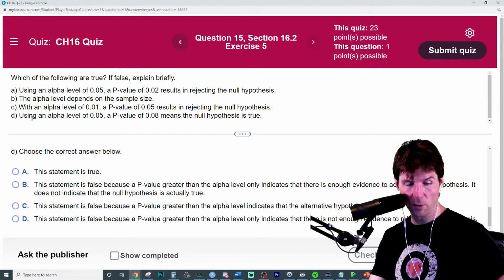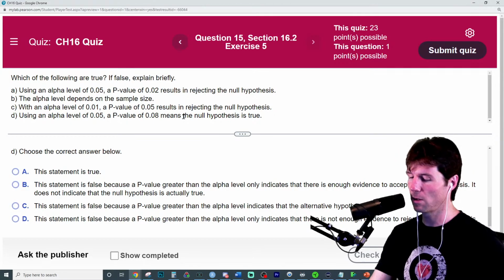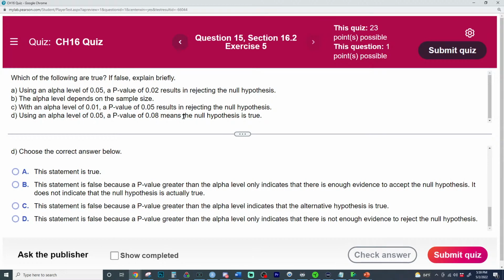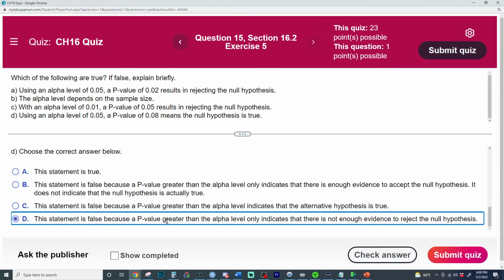The last one right here: we're using an alpha of 0.05, and a p-value of 0.08 means the null hypothesis is true. No. You don't say the null is true. You just say I don't reject it. So this statement is false because we don't indicate things are true. We either reject or not reject. The statement is false because a p-value greater than alpha only indicates that there's not enough evidence.